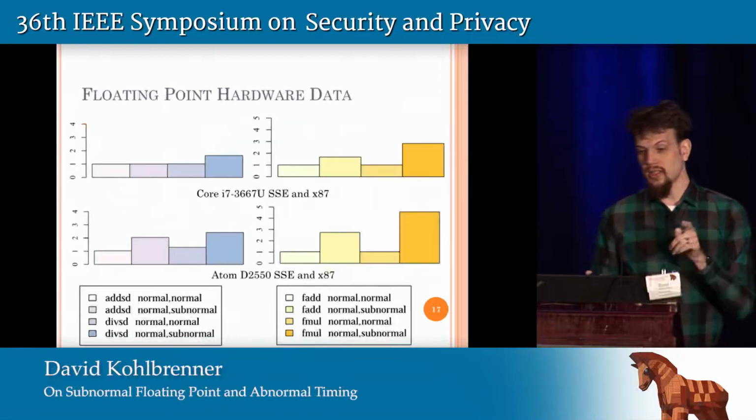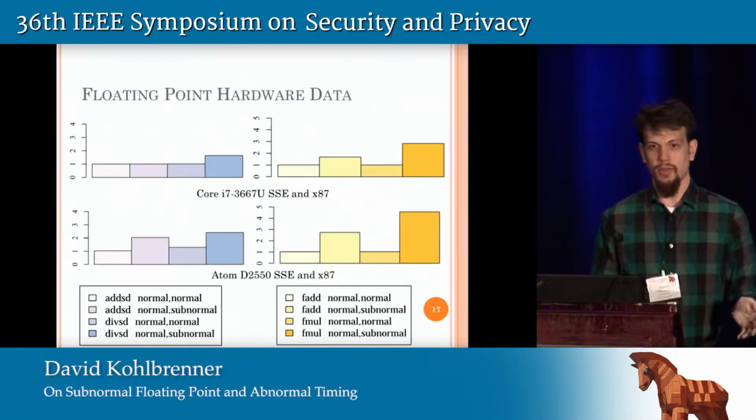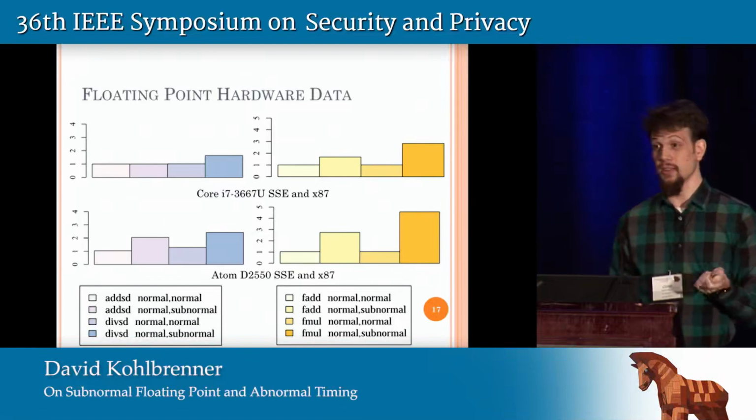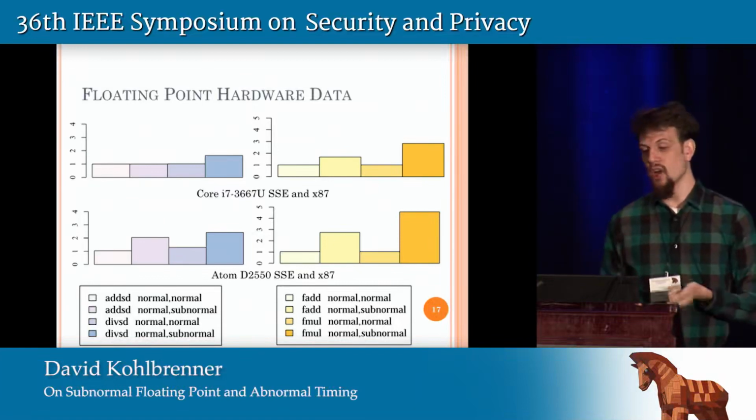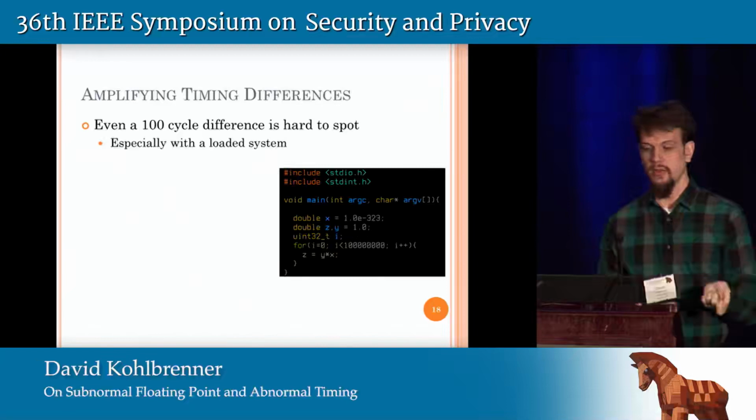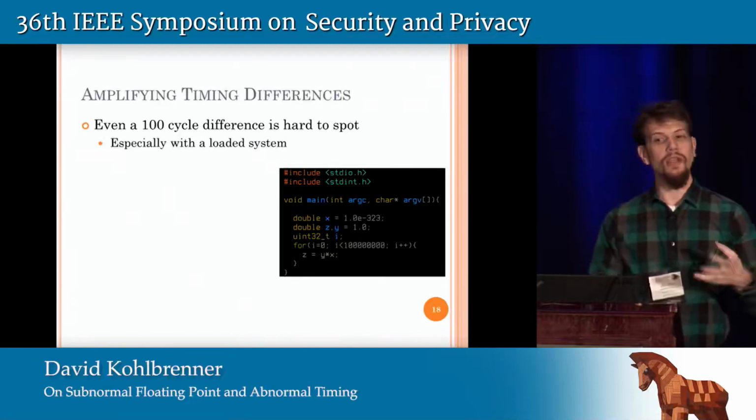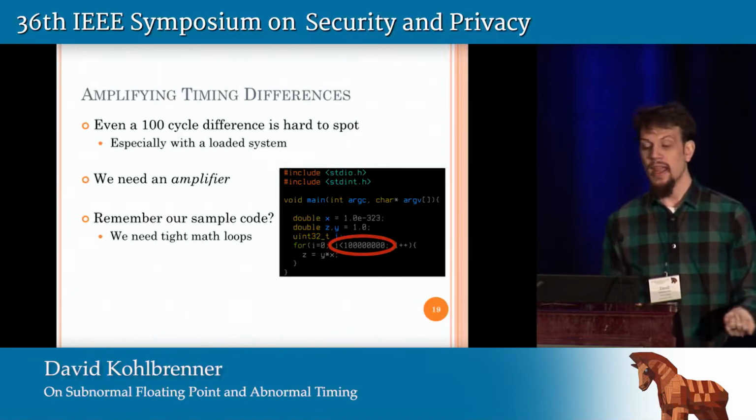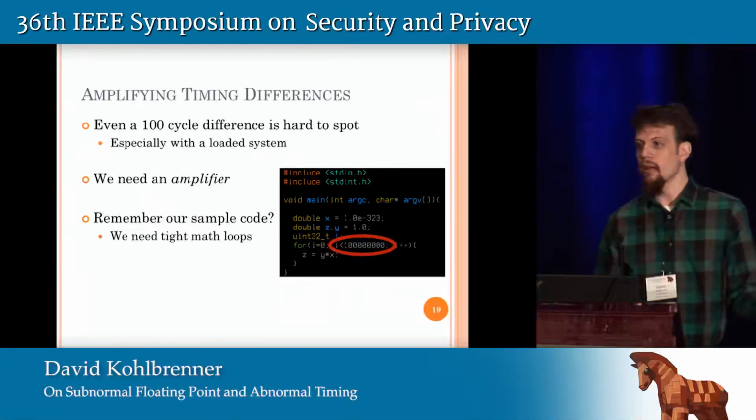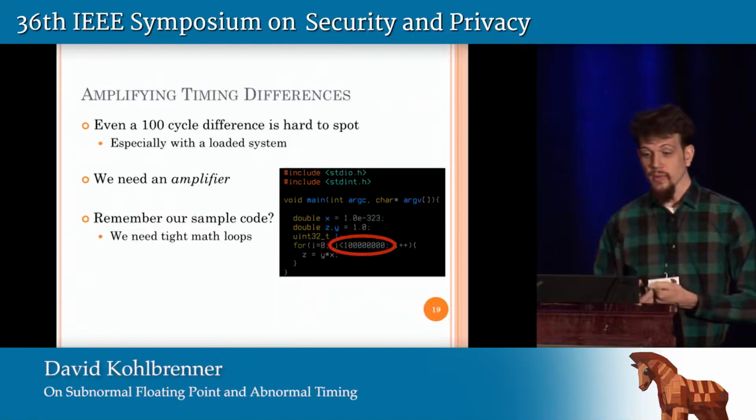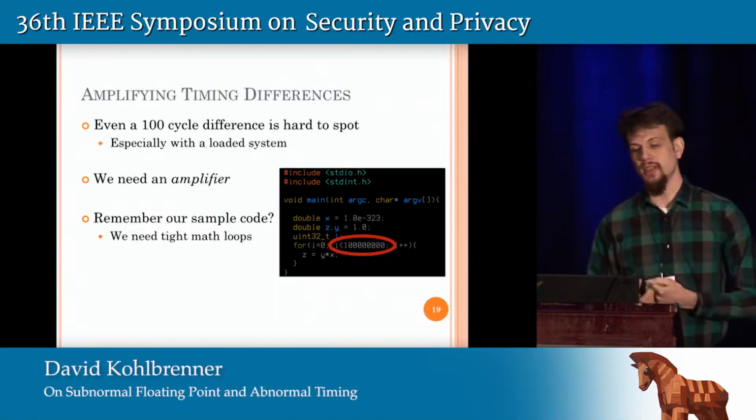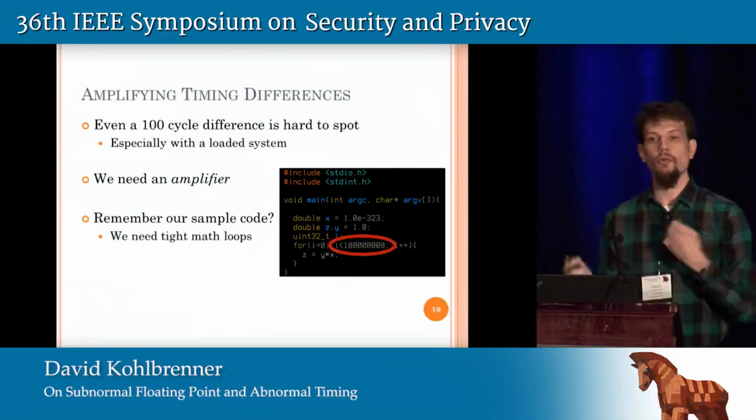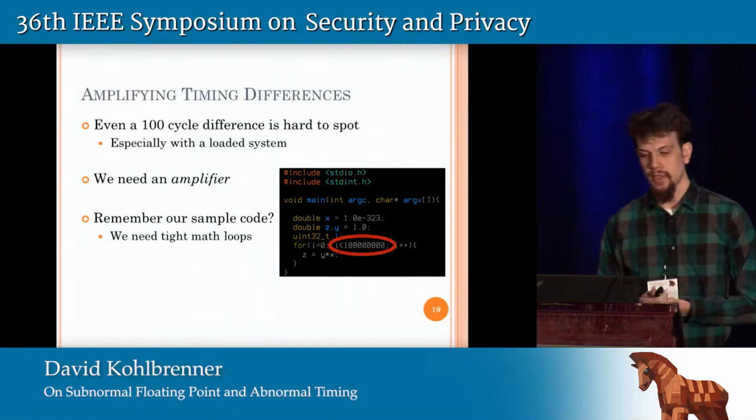So these, as I said, though, are cycle count differences. So when I say that this one's like twice as long, I'm talking about 7 cycles versus 14 CPU cycles, which on a loaded system is going to be a little bit difficult to spot. And if we go back to that code I showed you at the very beginning, we're going to need a way to amplify this timing difference. And I did that in the sample code. I just ran the math 100 million times. So we want code, if we're going to use this as a timing side channel, that runs tight math loops over repetitive data so that we can amplify our attack.